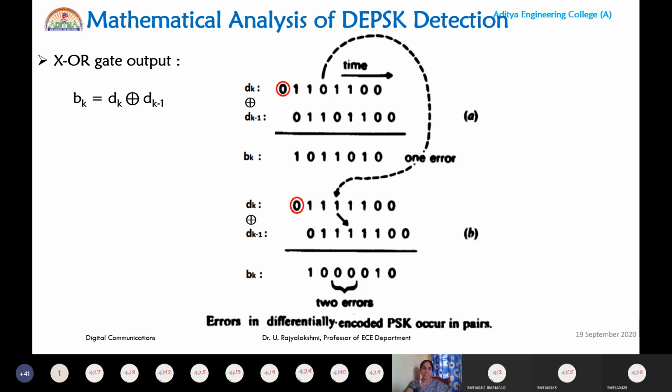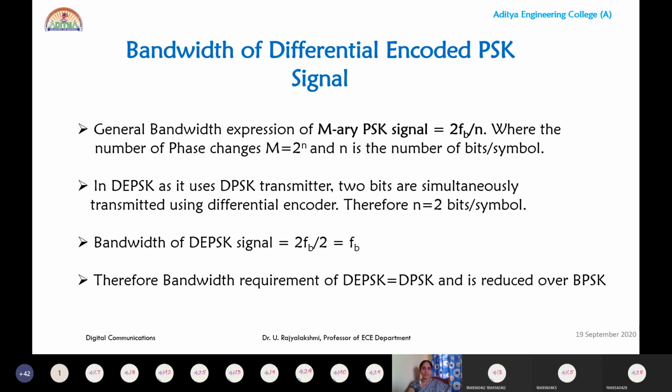So what is the DEPSK advantage? Here you can reduce the error bit propagation to only 2 bits. In DEPSK, errors occur in pairs. If there is a 1 bit error, only 2 bits get affected, not the entire sequence. That is the main advantage of DEPSK. The remaining portion we can discuss in the next class.